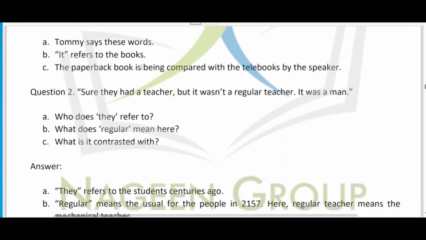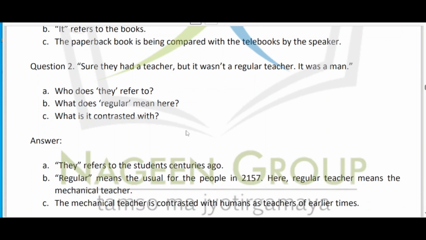Question number 2. We do have a statement again. Sure, they had a teacher, but it was not a regular teacher. It was a man. Who says this? Who does they refer to? They means students of centuries ago, students of the old kind of school. What does regular mean here? Regular means usually a human teacher.